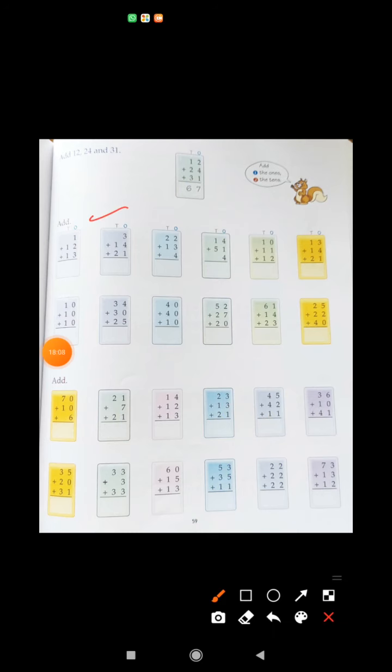Now next question, 3 plus 4 is 7. 7 plus 1 is 8. Now add the tens. 1 plus 2 is 3. The answer is 38. Like this you do the rest of the part.